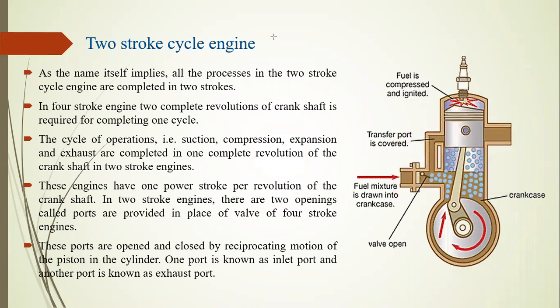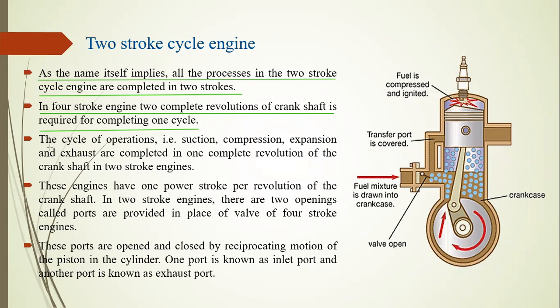Let's start understanding the working. As the name says, the whole process in the two-stroke engine cycle is completed in two strokes. In a four-stroke engine, two complete revolutions of the crankshaft are required to complete the cycle. The crank revolving through 360 degrees is called one revolution. Completing two revolutions in a four-stroke cycle requires four strokes, while a two-stroke cycle completes in one revolution.